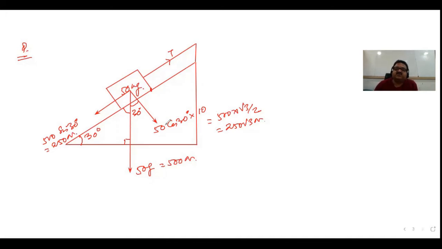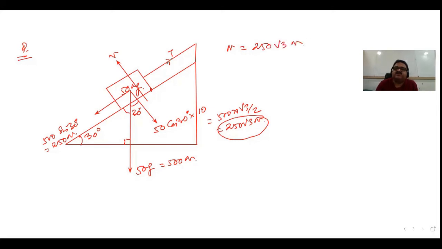Now, since with this force this mass is compressing the incline, the incline will offer an equal amount of reaction to this mass perpendicular to it. Is it clear? And this force we actually have to calculate. Since the body is in equilibrium, net force perpendicular to the incline is 0, net force parallel to the incline is 0. Therefore, N equals 50 cos 30 into 10, that means N equals 250 root 3 Newton.